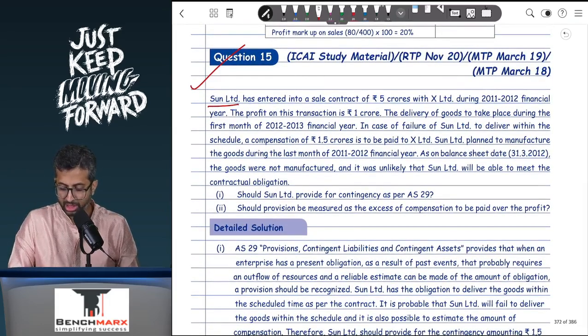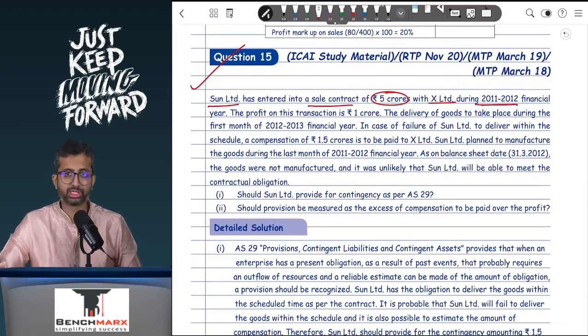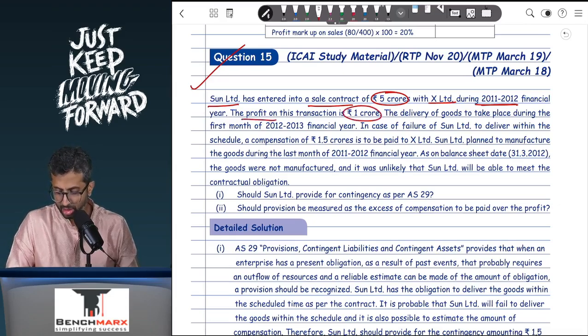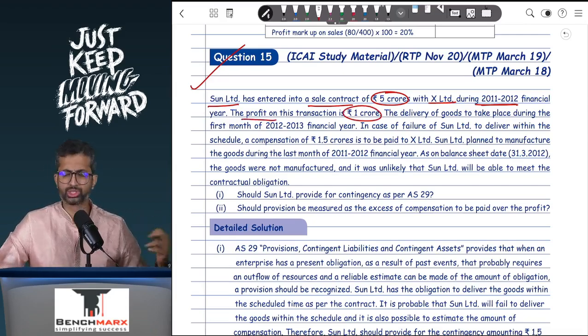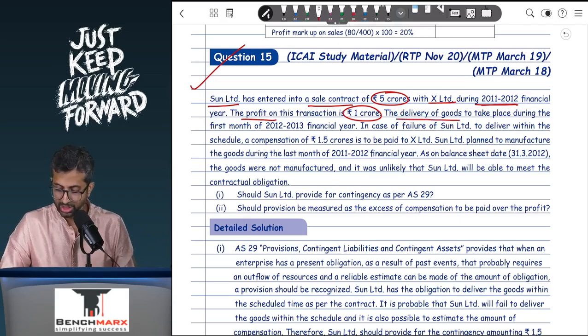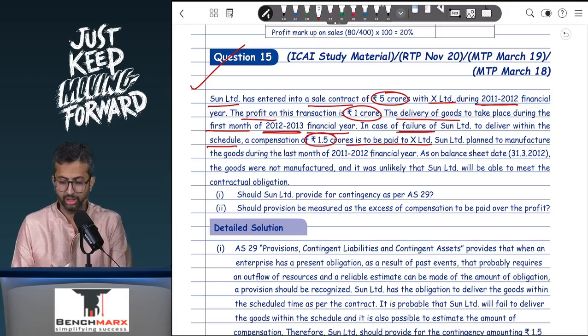Now, Sun Limited has entered into a sale contract of 5 crores with X Limited during 11-12 financial year. So, this is a sale contract where Sun is going to sell goods. The profit on this transaction is 1 crore. Okay, so maybe the cost of the goods is 4 crores and you are going to sell it at 5 crores. So, there's a 1 crore profit. The delivery of these goods has to take place during the first month of 2012-13 financial year. In case of failure of Sun to deliver within the schedule, a compensation of 1.5 crores is to be paid to X Limited.